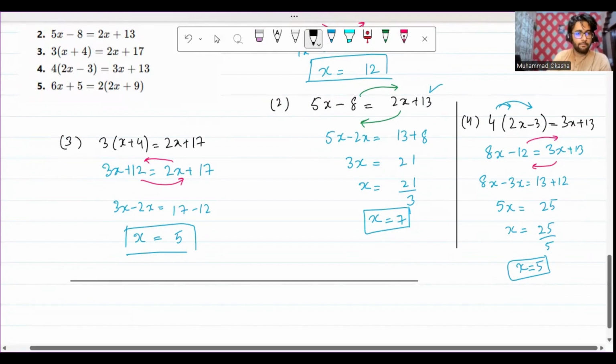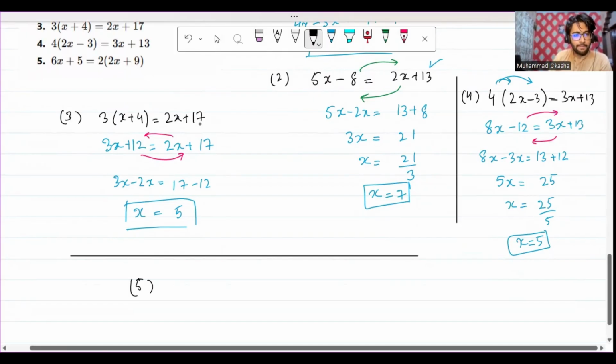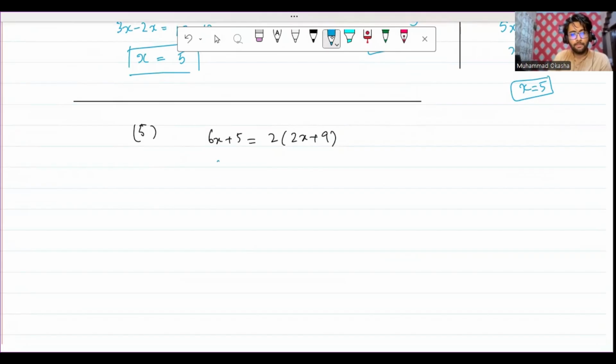I'm doing it wherever I can find space. Number 5, and that is 6x plus 5 equals 2 times 2x plus 9. So let's do the multiplication first. 6x plus 5 stays over to this side. 2 times 2x would be 4x. And 2 times 9 would be 18. So send 4x over to this side, 5 over to the other side. So that's going to get me 6x minus 4x equals 18 minus 5.